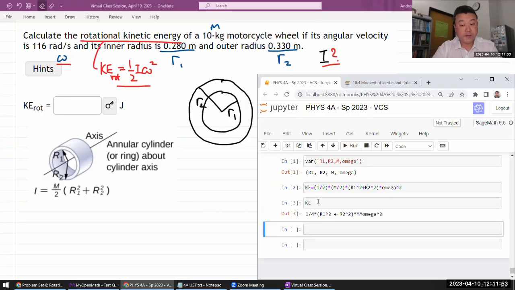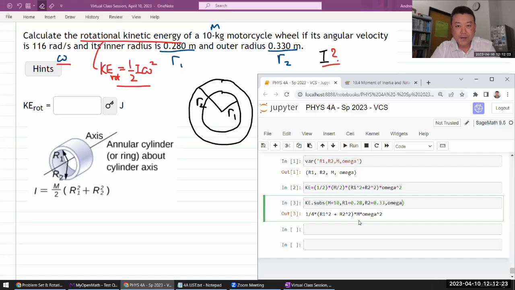And to get the numerical value, I use the substitution syntax to plug in the numbers. My mass is 10 kilograms. I'm just going to use basic SI units. My R1 is 0.28 meters. My R2 is 0.33 meters. And if you are worried about these being interchangeable, don't worry about it for now. Let's see what answer we get.